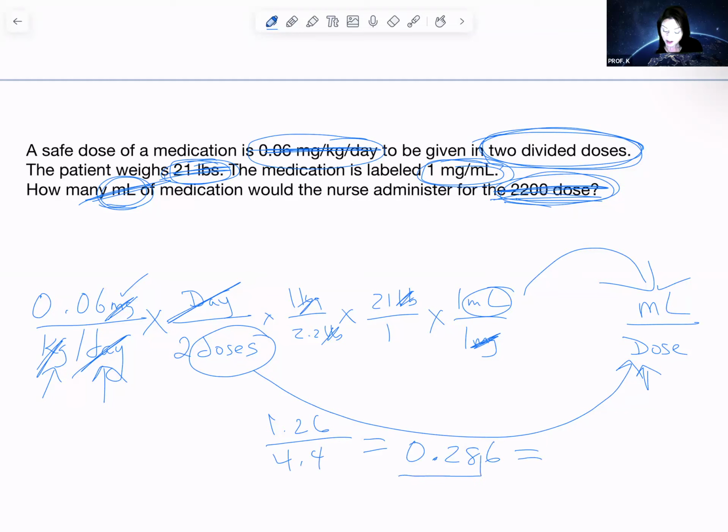Anything less than 1, I round to the hundredths place. So I look to the number to the right, 5 and up, I round up.